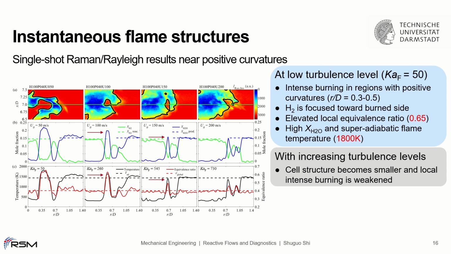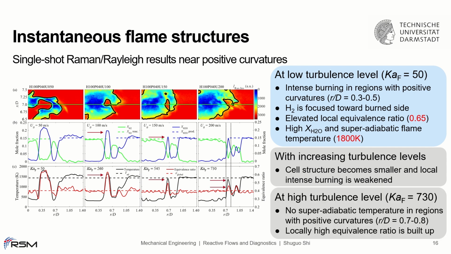Furthermore, the single-shot Raman-Rayleigh results with increasing turbulence level are shown in this slide. As can be seen from the figure, the cell structure becomes smaller and the local intense burning near positive curvature is weakened as turbulence level increases. At high turbulence level, as shown on the right side, no superadiabatic flame temperature is observed in the corresponding regions, even though a locally high equivalence ratio is built up.